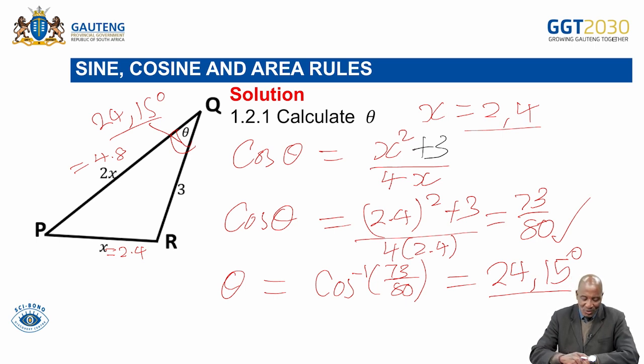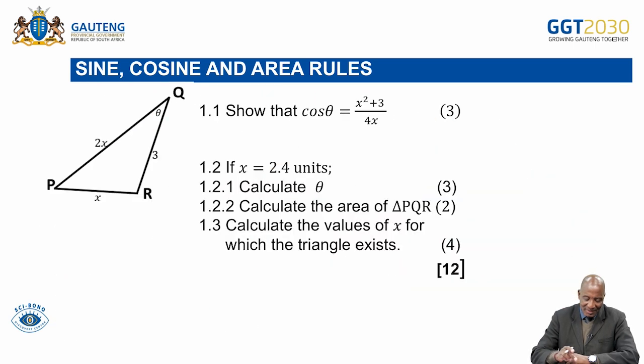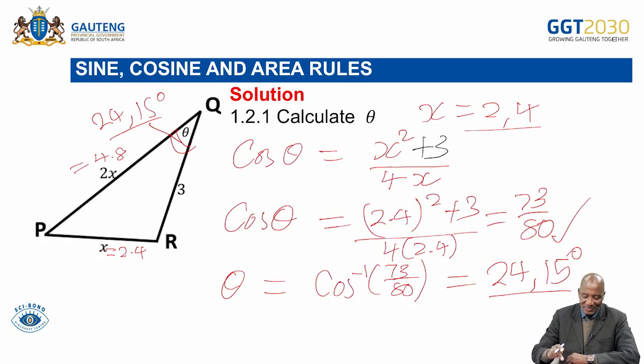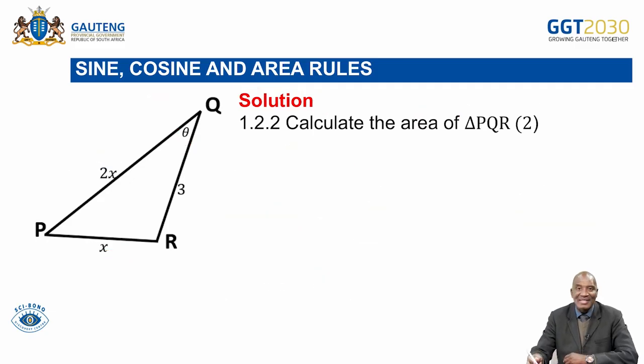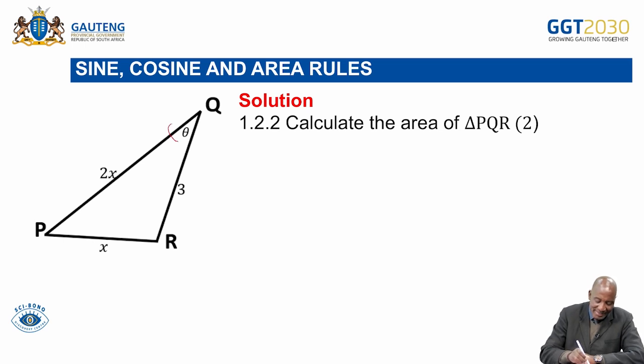Then the next part of the question was saying, calculate the area of triangle PQR. Then the last part says, for which values of x will the triangle exist? Okay. Unless there are some questions, let's move on to the area of our triangle. The area requires 2 sides and an included angle. We already have our included angle.